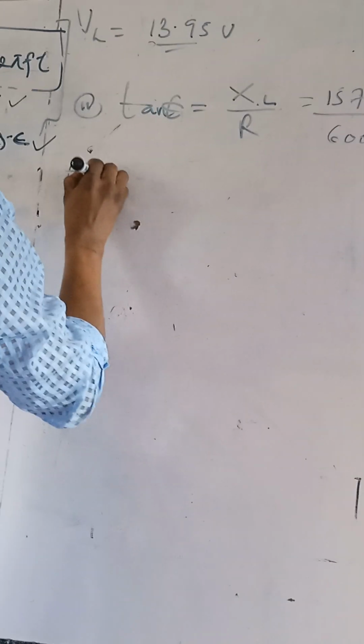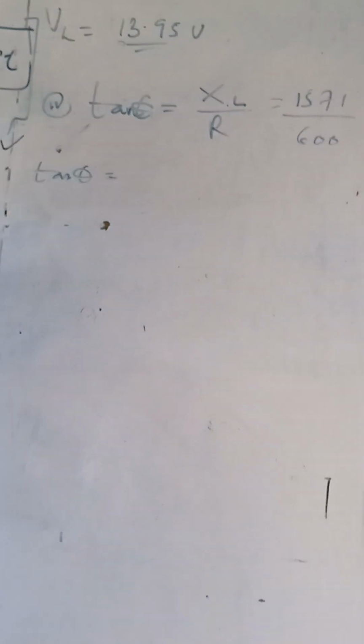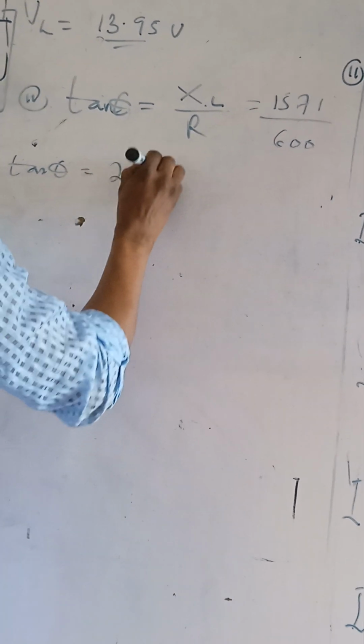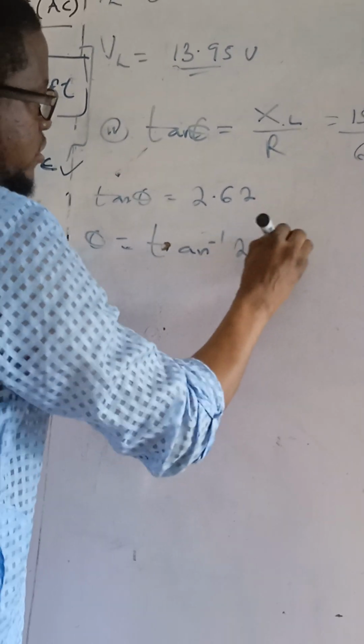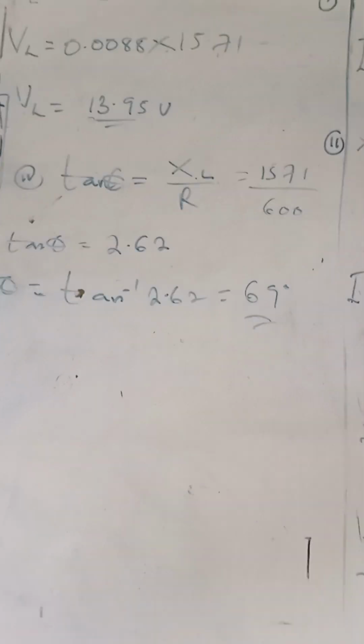We have calculated the inductive reactance. That is 1571, this is the inductive reactance, over, and we have the resistor or resistance to be what? 600. So our tan theta is equal to, please divide this one. I have 2.62. Now I am looking for the angle. So theta is equal to tan inverse of 2.62, and that is 69.1 degrees, which can be approximated to 69. So I am done with this now.